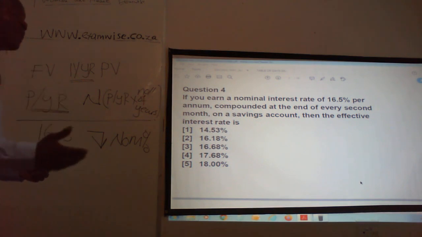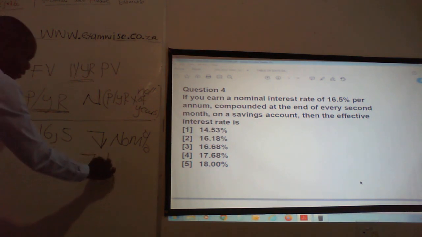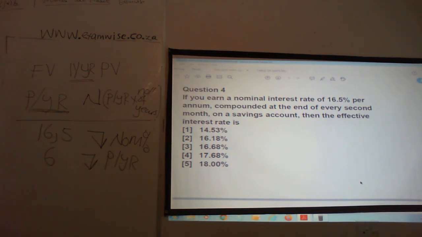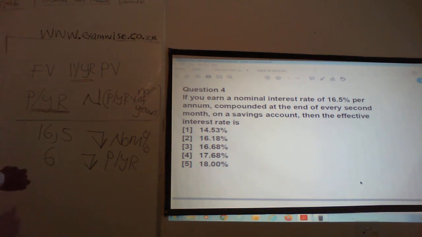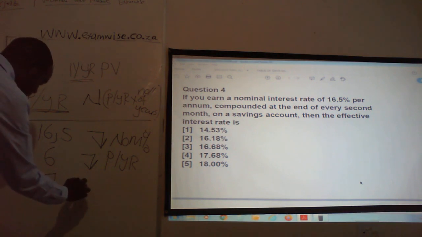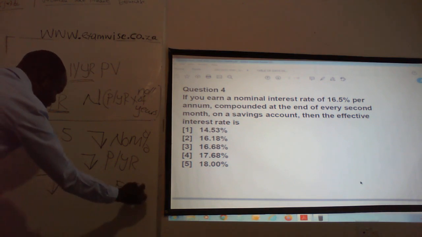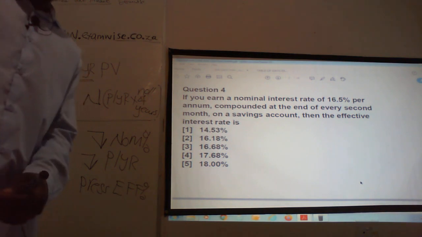So it means per annum interest is compounded 6 times. So here it will be 6. Then we press down arrow, then we press P over YR. So these are the only two variables which we need to calculate our effective interest. Then to determine our effective interest, since our EFF is in orange, we press down arrow, then press EFF, and then we'll be able to determine our effective interest.